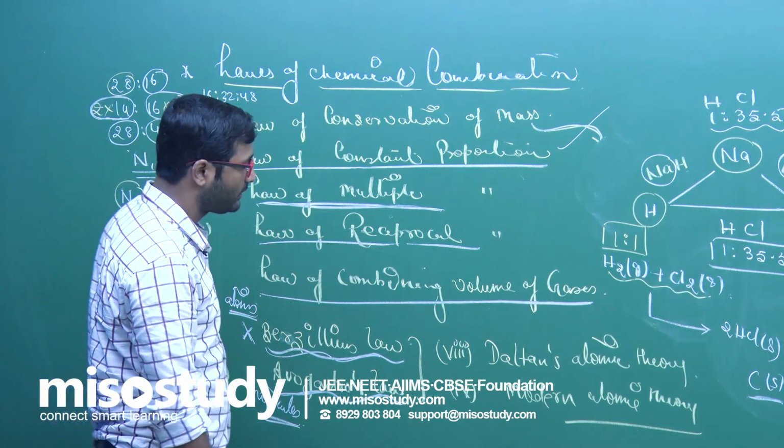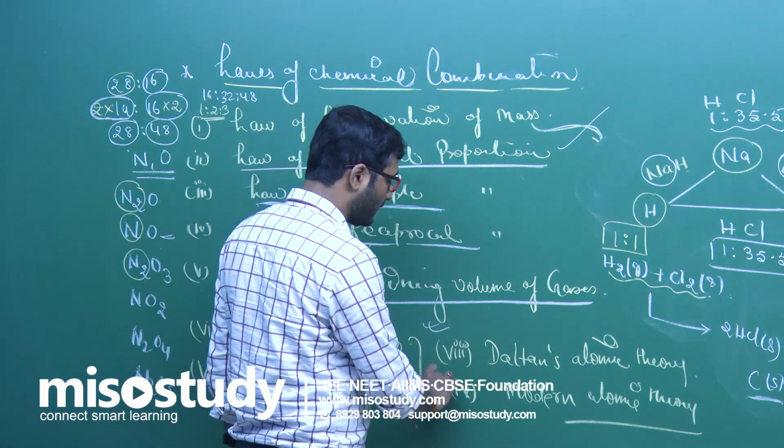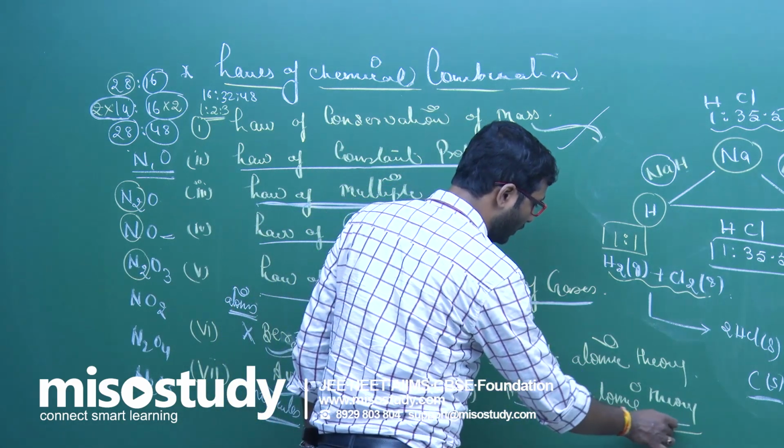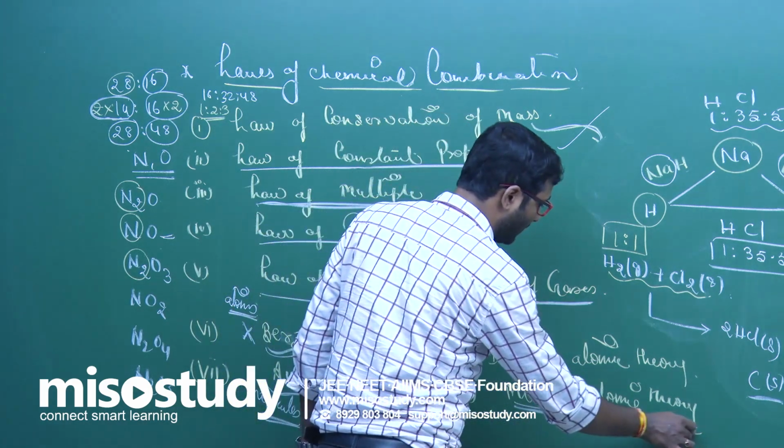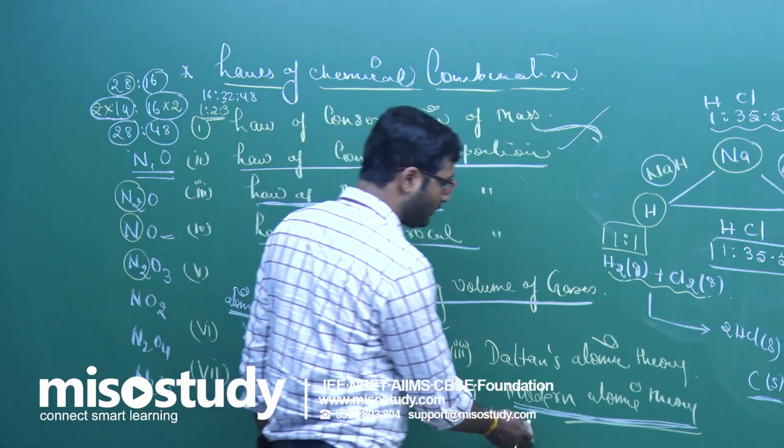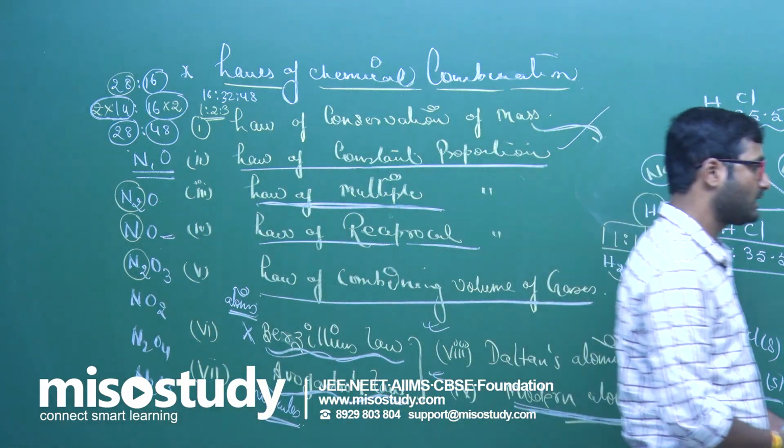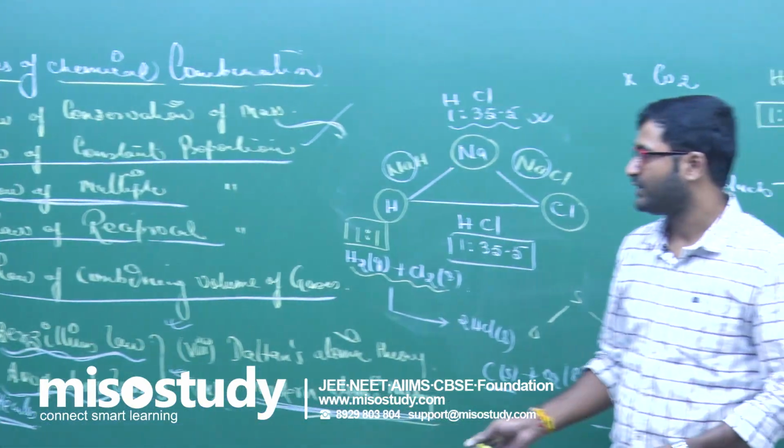Now, Dalton's atomic theory we are very much familiar with, and in modern atomic theory there is an introduction of isotopes and isobars. We will study this in the periodic table. Clear to you? I have discussed these laws briefly, and I hope it will help you a lot.